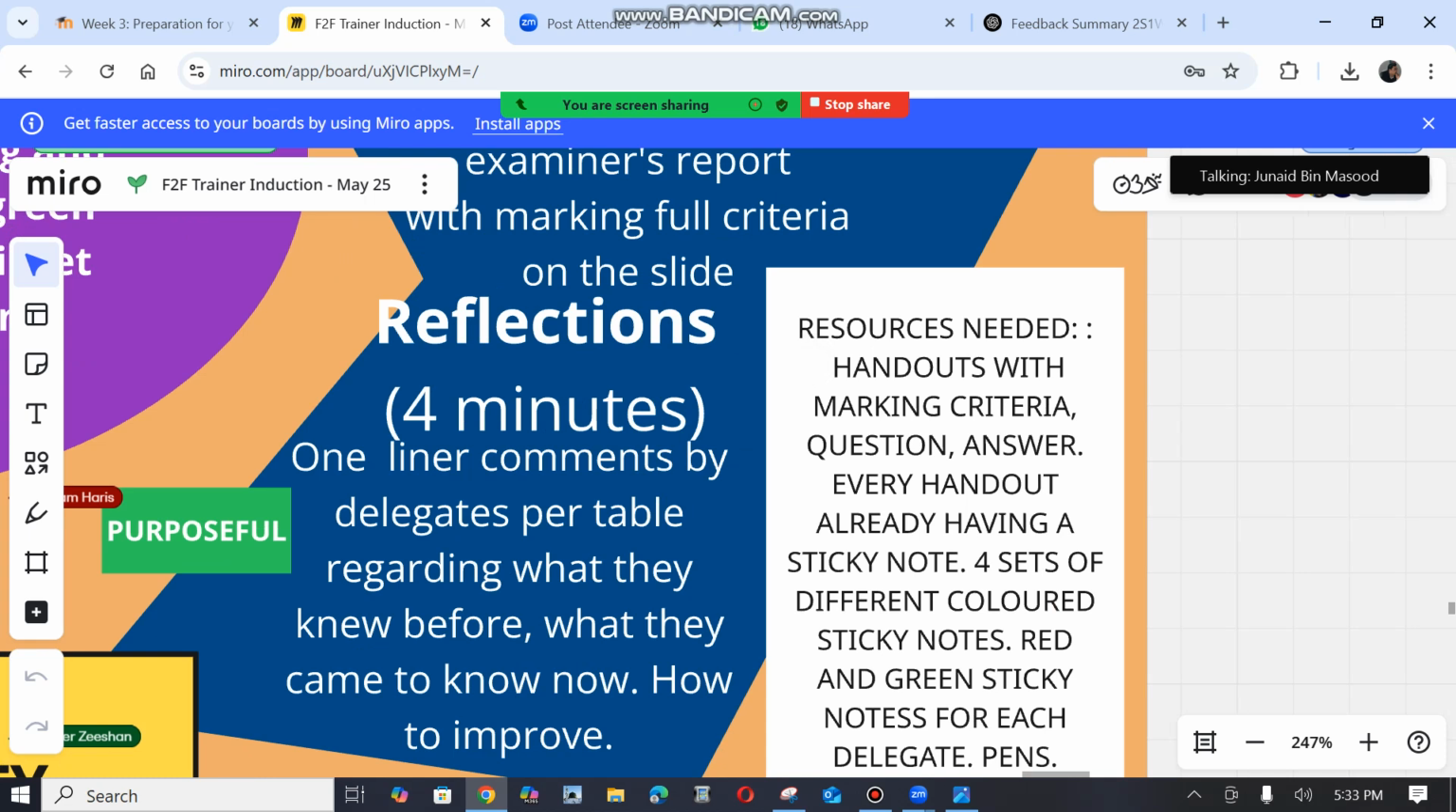In the debrief and reflection, 4 minutes, there will be one-liner comments by the delegates on every table. So, for example, there are 6 delegates in each group and 4 tables. One one-liner comment by one table will be shared, and in that they can make the line of the debrief such that it covers what they have learned in this particular activity, what they already knew, and how they can improve.